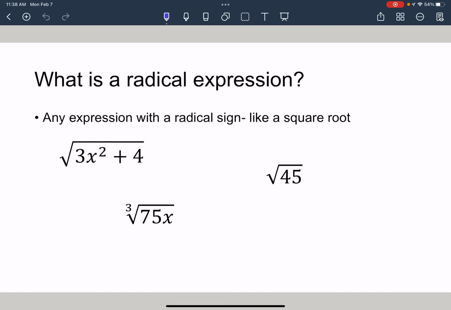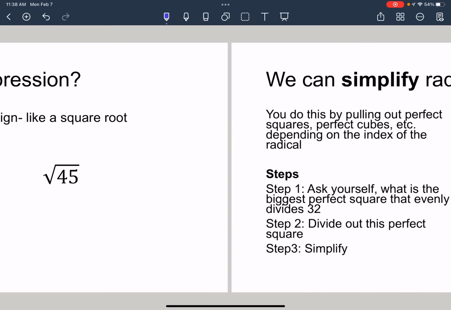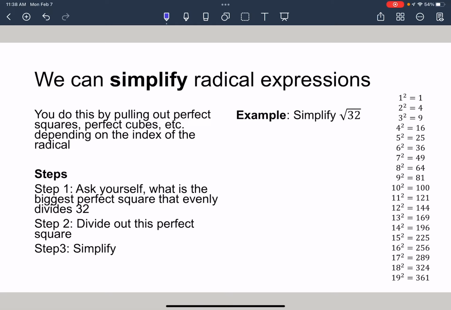So what is a radical expression? A radical expression, remember, is anything with a radical sign. And one form of radicals are square roots. So the square root of 3x squared plus 4 is a radical expression. So is the square root of 45. The cubed root of 75x has a different index. It's not a square root, but that's also considered a radical expression. So we can simplify radical expressions.